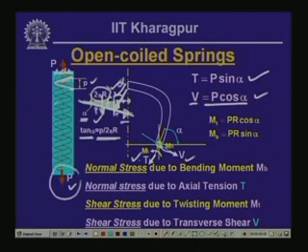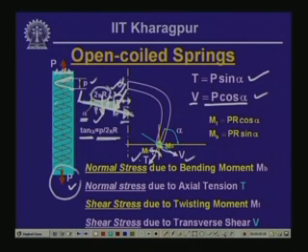Now, P also has introduced a twisting moment which is P into R, the vectorial direction of which is this. Now, if we take the component of that moment along this position of the spring coil and perpendicular to it, along the member, when we take the component of this moment, which is P R cos alpha, we will be introducing a twisting moment in the wire.